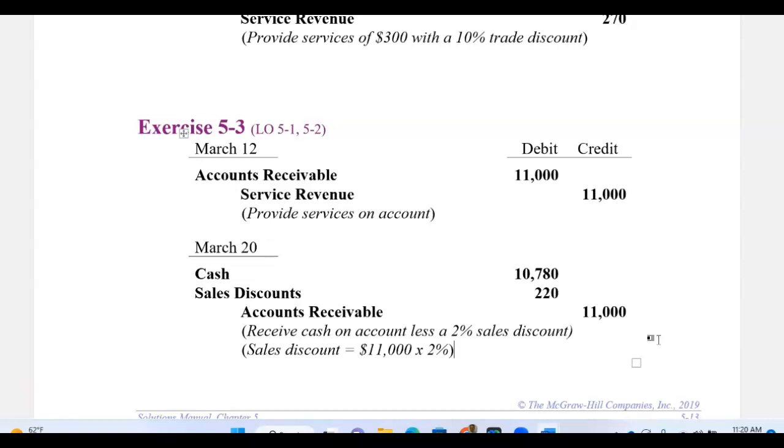But when you say sales return, sales return means actual return of the product. Okay.